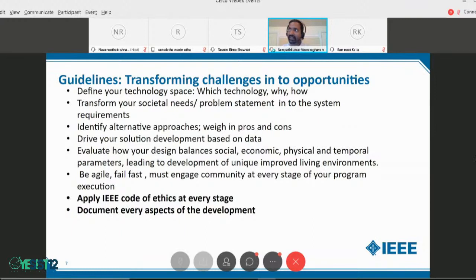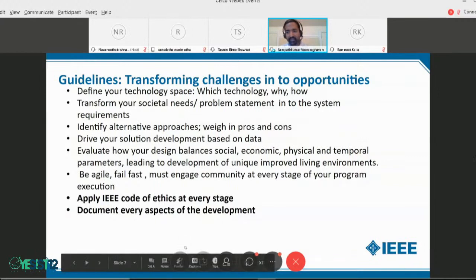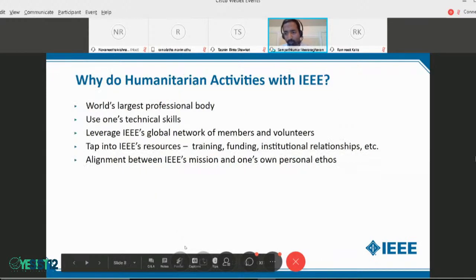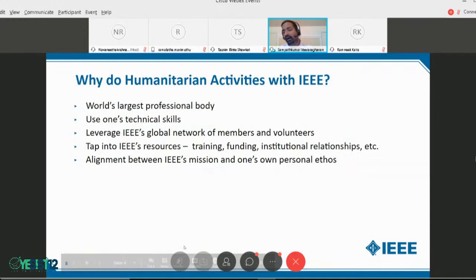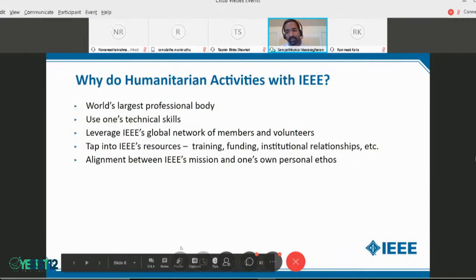The important thing is tech ethics. It's a very important area right now, because with every technology we develop we always think from the positive aspect, but it's also important that you play devil's advocate and see what possible negative impact you can create, and try to take remedial measures to minimize those risks. And of course, document every aspect of your development. These are some guidelines which we have seen in many successfully rolled out programs in the sustainable development space.